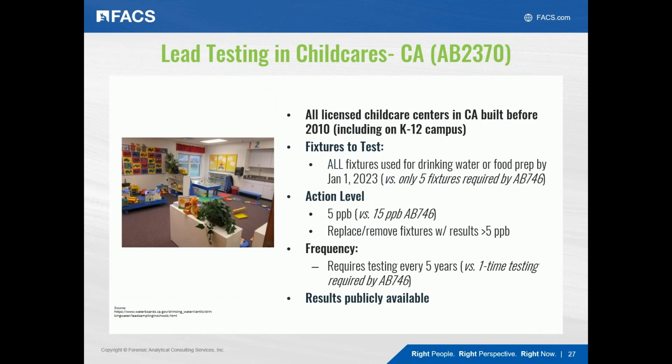school testing. According to the EPA, testing all of the fixtures is best practice because you can't assume that one fixture is representative for other fixtures at a site. For the childcare testing, remediation was required if the results exceeded an action level of 5 parts per billion, which was 3 times lower than the 15 parts per billion required for K-12 schools. So a far better action level from a health perspective.